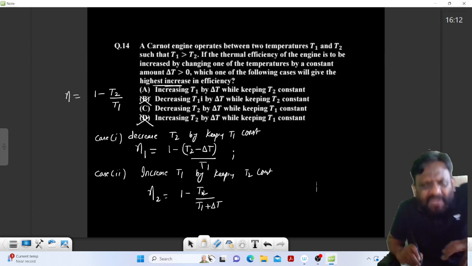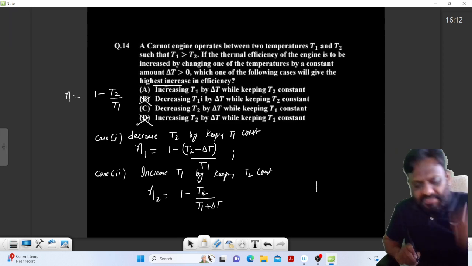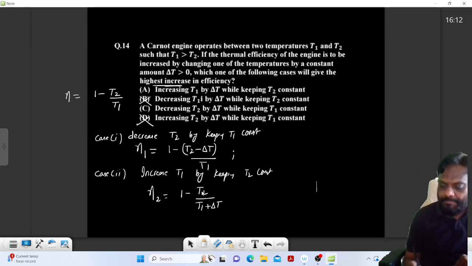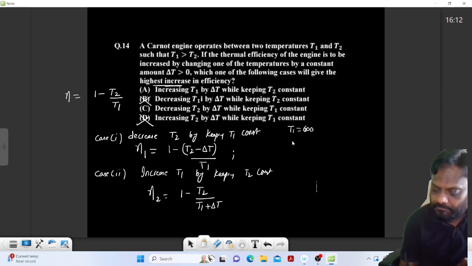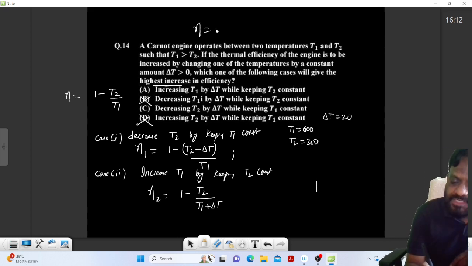Look sir, here. We can explain this with the help of graphs, that is slopes, or otherwise I'll give you a simple method. Let us do one thing, sir. Let T1 be equal to 600, T2 be equal to 300, let delta T be equal to 20. Just an example. Now you tell me what is initial efficiency without changing. 1 minus T lower, it is 300, by T higher, it is 600. And this will be equal to 0.5.